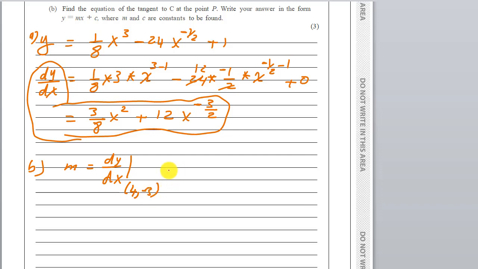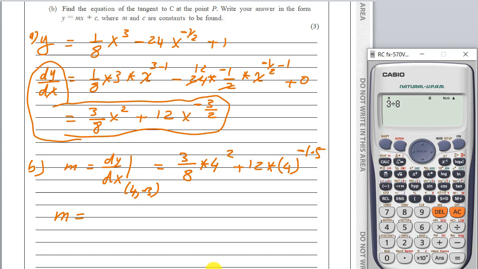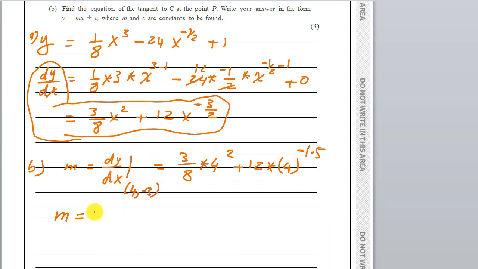So 4 and minus 3 means x equals 4. So 3 over 8 multiplied by 4 squared plus 12 multiplied by 4 power minus 1.5. So let us find the value of m: 3 divided by 8 multiplied by 16 plus 12 multiplied by 4 power minus 1.5. So 15 divided by 2, which is 7.5. So m now is equal to 7.5, and this is the first value we need.